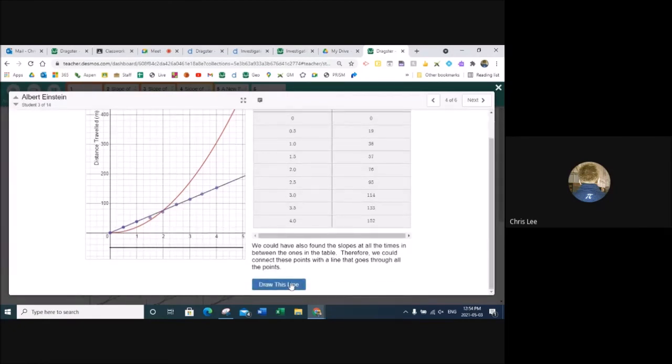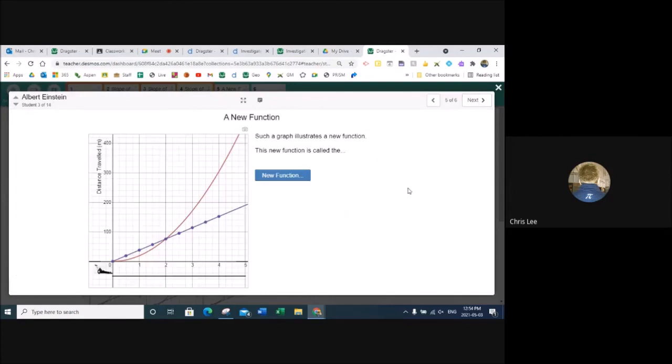So here I am on Albert Einstein's page. We've discovered then that if we take all of the slopes of the tangents and graph them, we get this new function, which in this case describes the speed, right? So the speed of the dragster must be increasing, and it's increasing at a constant rate in this particular example. So what we've discovered here is a new function. I'm going to the next slide, which you haven't opened up yet, but I want you to be here.